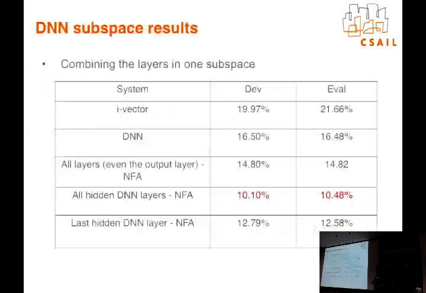But here, as I say, you see the i-vectors. This is the DNN, all layers, even the output. And somehow, all the hidden layers were actually giving me better results. As soon as I added the output layer, something happened. It got messed up. So it was not good. To be honest, I still didn't get it. So maybe I did something wrong there.